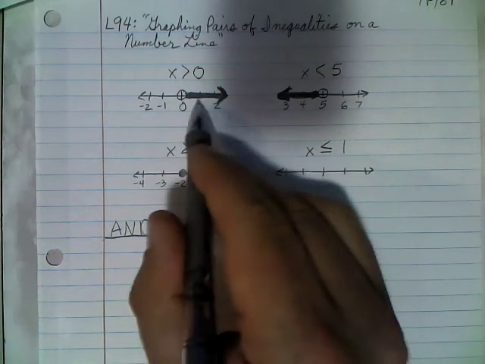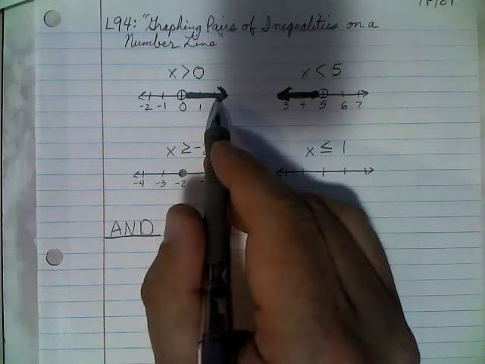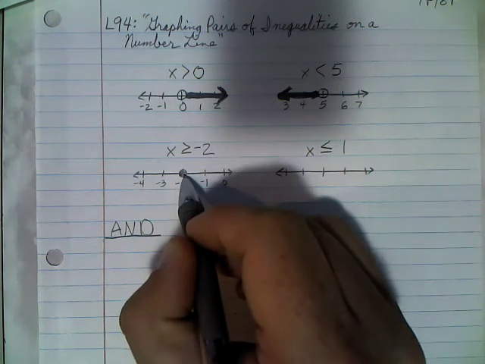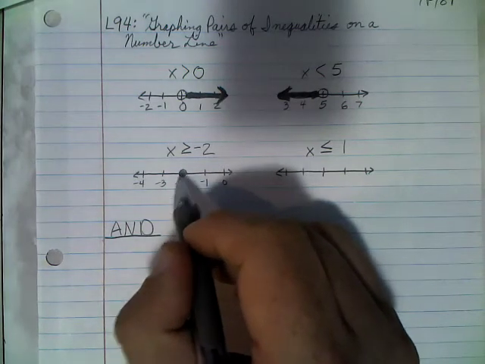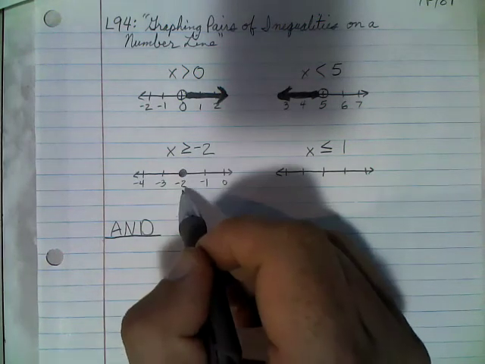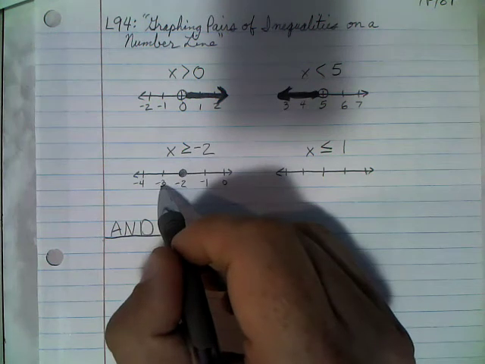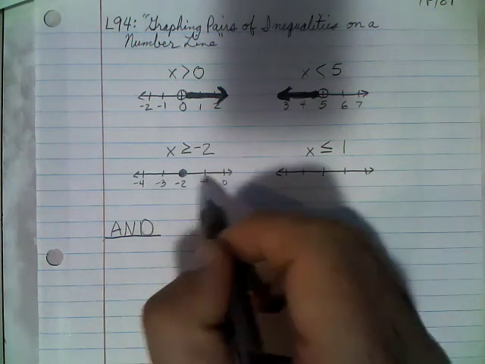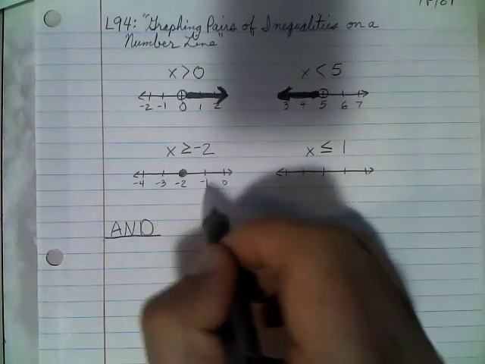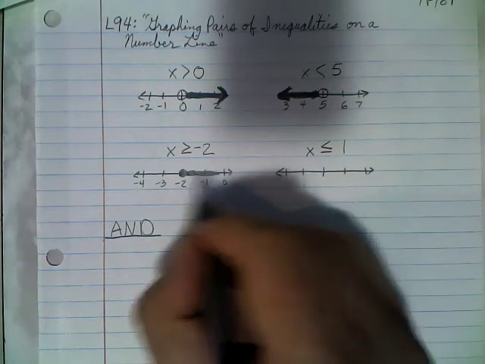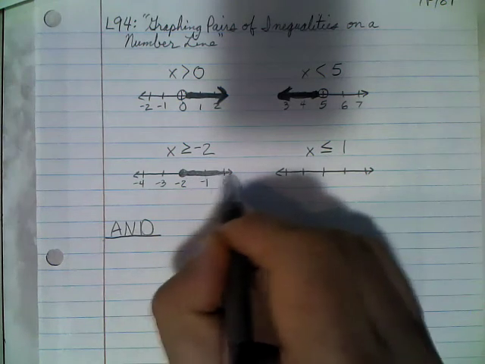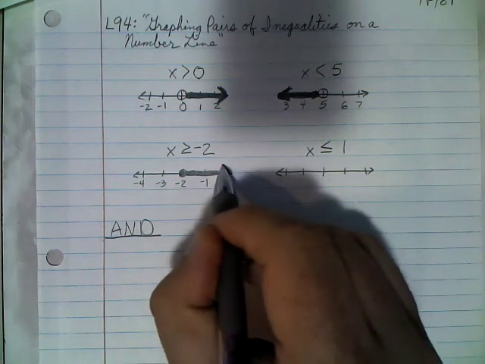If the part that we made bold is where the solutions are, and this is a solution, then it should be filled in. So closed dot when we have an or equal to. Now is -3 greater than or equal to -2, or is -1 greater than or equal to -2? Well, greater than things head off here in this direction. This is where we find things that are greater than -2.